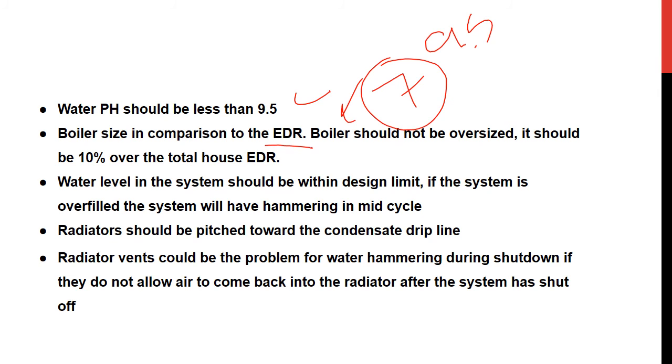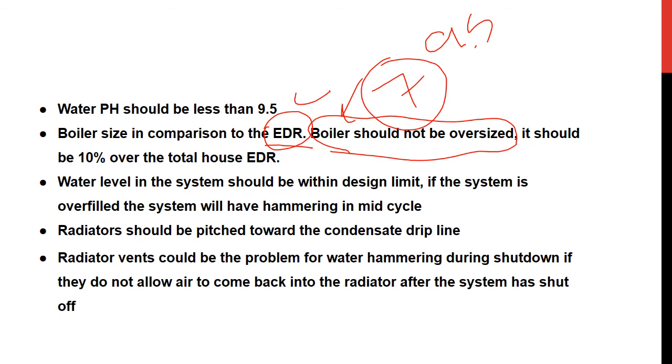So again, the boiler should not be oversized. If the boiler is oversized, it's going to produce too much steam, and then the EDR rating for each radiator, you will have more condensate and you'll have issues with the circling of the steam inside the system and can cause you to have water hammering. So this is the case when you want the system to be sized correctly.